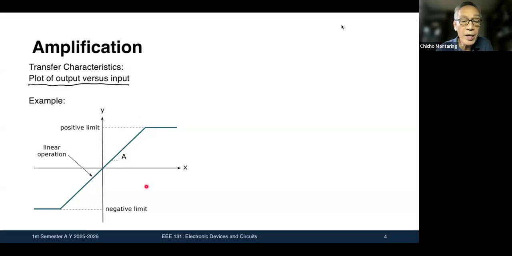Okay, does this look familiar to you? Can anybody tell me where they have seen a similar plot before? Anyone? That's right, you saw that in the op-amp.